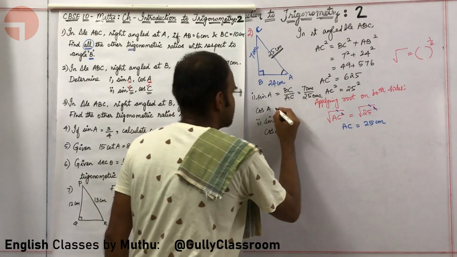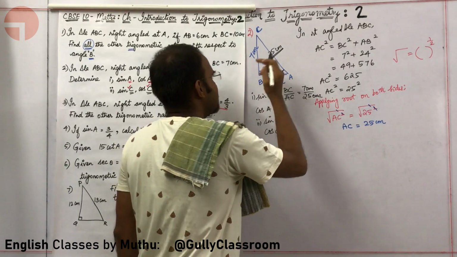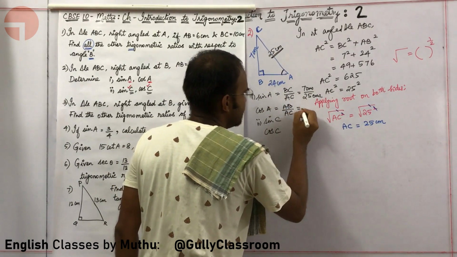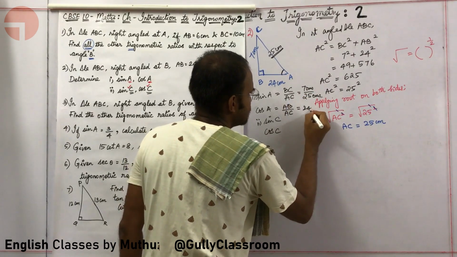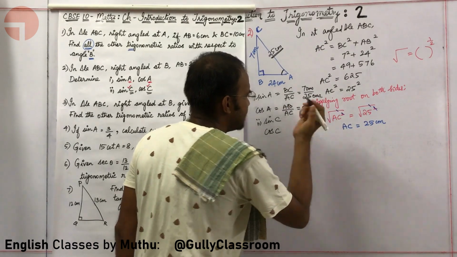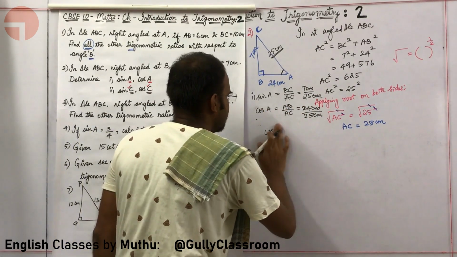Okay, sir. What next? Let us find cos A. Cos A means adjacent side by hypotenuse. Here the adjacent side is AB, hypotenuse is AC. So here 24 centimeters is divided by 25 centimeters. If I cancel centimeter and centimeter, the answer for cos A is simply 24 by 25.